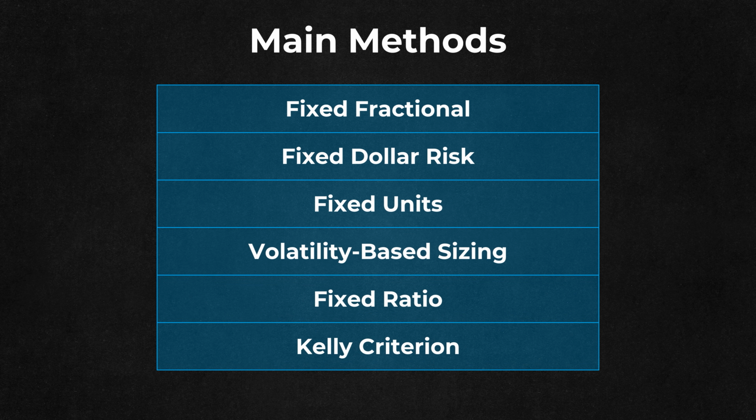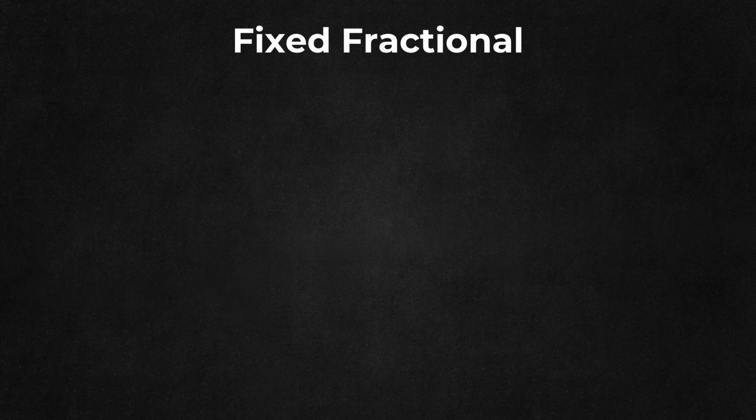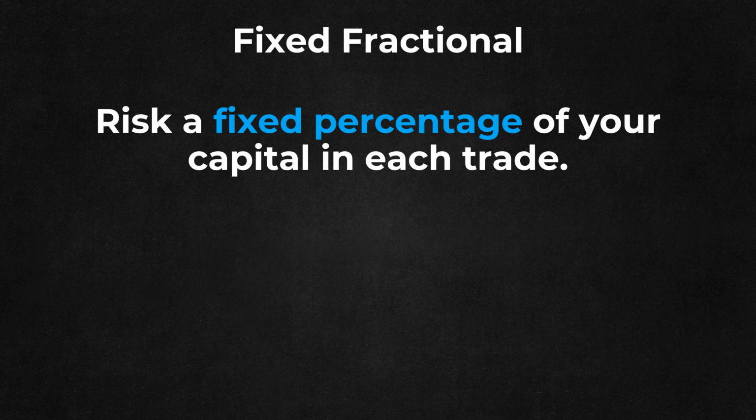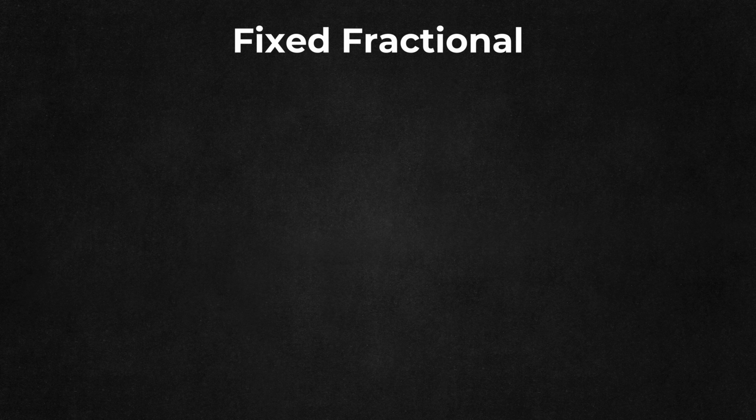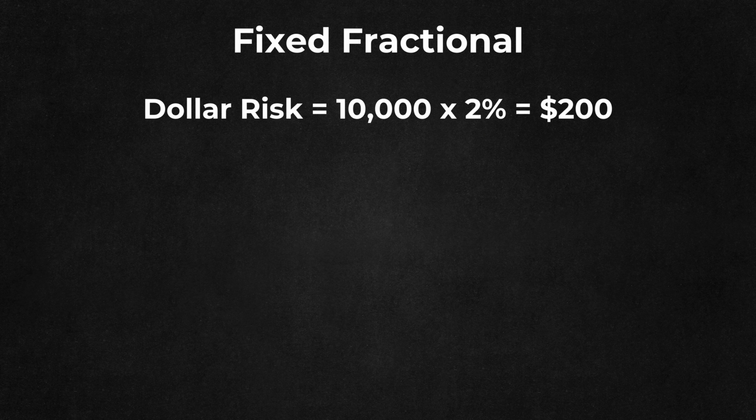In the fixed fractional method, you always risk a fixed percentage of your capital in each trade. For example, you can risk 1% of your account in each trade, and you're going to calculate your position size based on that percentage and the size of your stop loss. For example, let's say you trade Forex, and the trade you want to make has a 20 pip stop loss. You also decided to use the fixed fractional model, risking 2% of your capital in each trade. You have a $10,000 account.